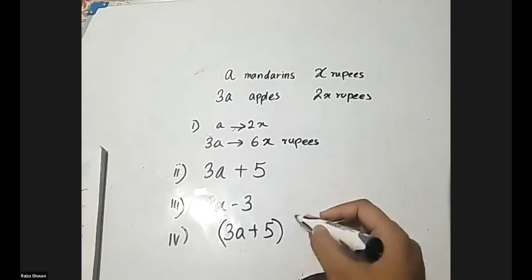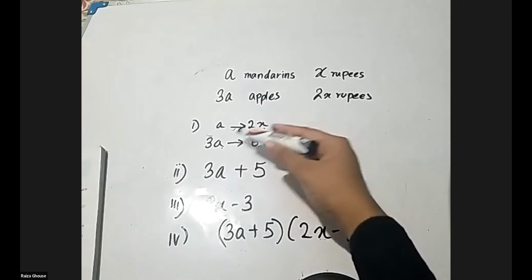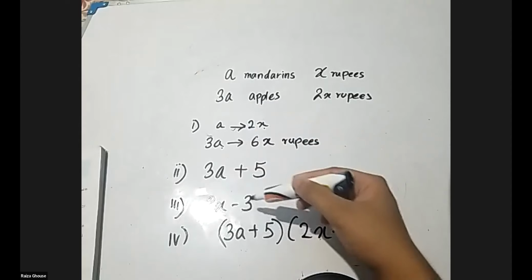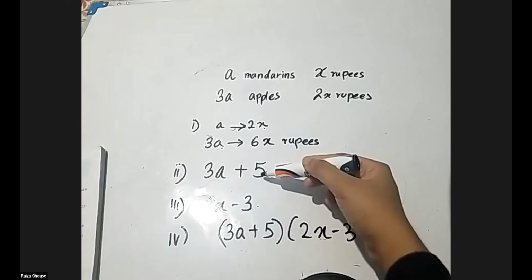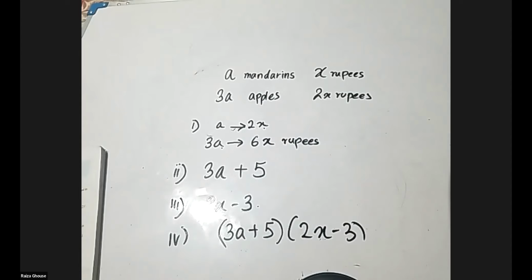1 apple is 2x minus 3. That is the same thing we did here, children. 1 apple is 2x, 3 apples are 3 into 2x. Here, 1 apple is 2x minus 3, and 3A plus 5 apples cost (3A plus 5) into (2x minus 3). Two binomial expressions. Please multiply and get the final answer and send it in the chat box. Let's see who is getting it first. Multiply the two binomial expressions.